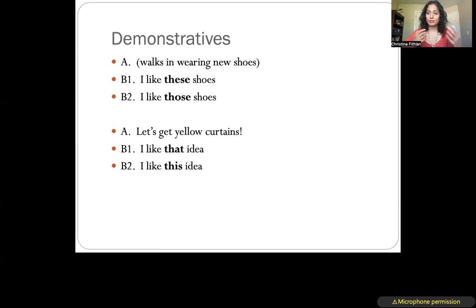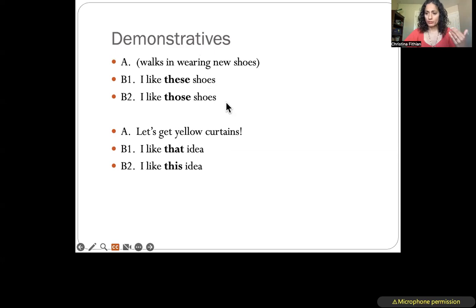Similarly, person A and person B are talking. A says, let's get yellow curtains. Now, person B can respond with, I like that idea, or, I like this idea. Think about it for a minute. Which one would B respond with?